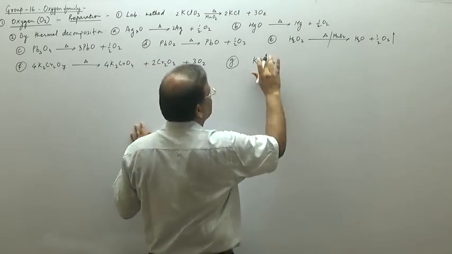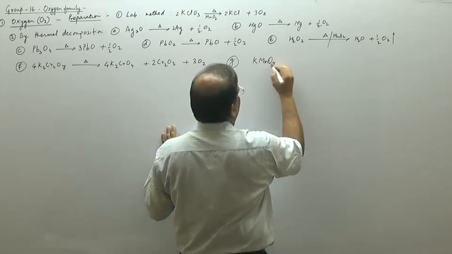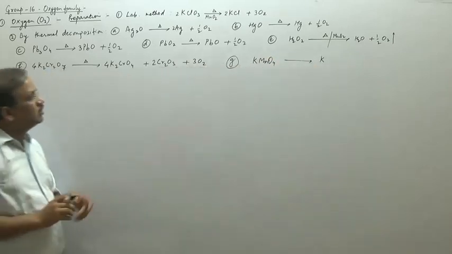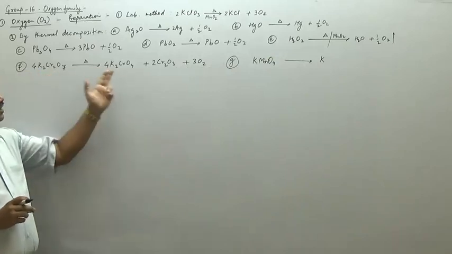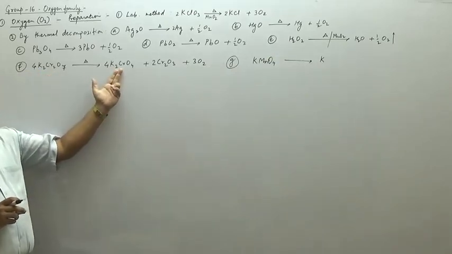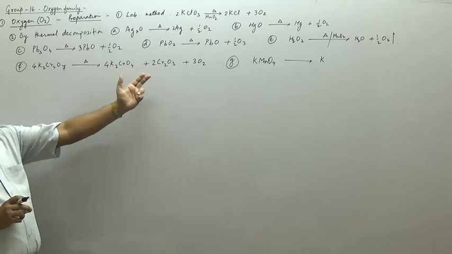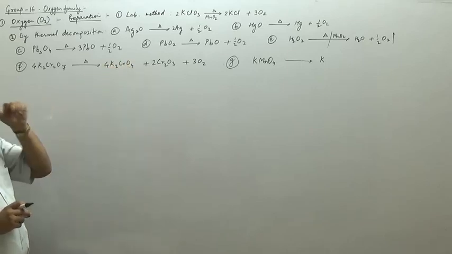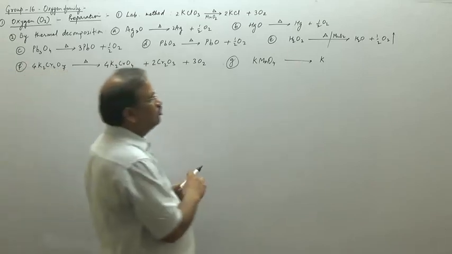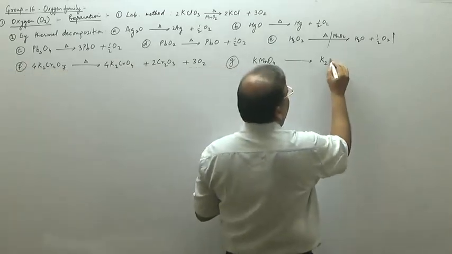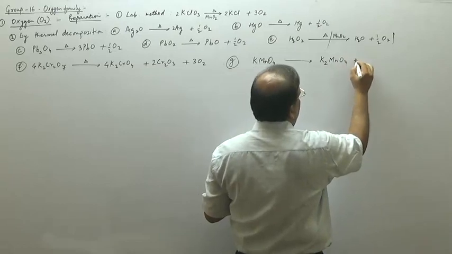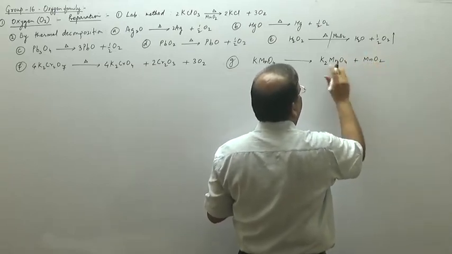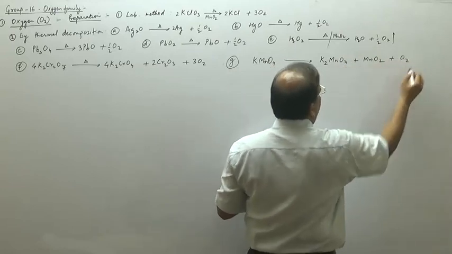When KMnO4 is decomposed at high temperature, it gets converted into MnO2. Similarly, K2Cr2O7 converts into K2CrO4, a chromate, and chromium oxide. Similarly, potassium permanganate decomposes to give the green colored compound K2MnO4 plus MnO2, and we get oxygen liberated in the reaction.